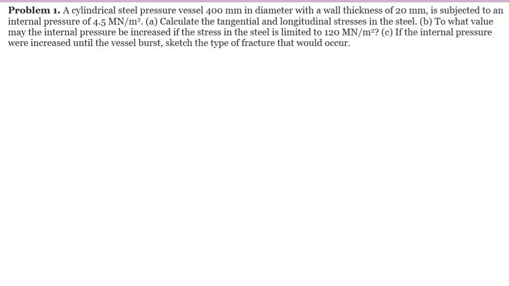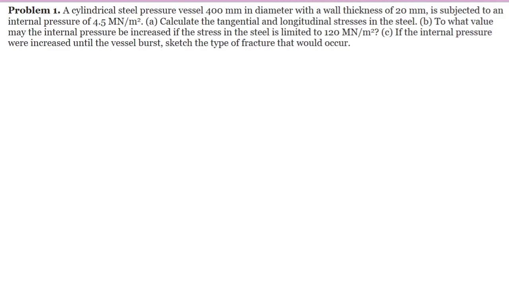Problem number 1. A cylindrical steel pressure vessel of 400 mm in diameter with a wall thickness of 20 mm is subjected to an internal pressure of 4.5 megapascal. A. Calculate the tangential and longitudinal stress in the steel.